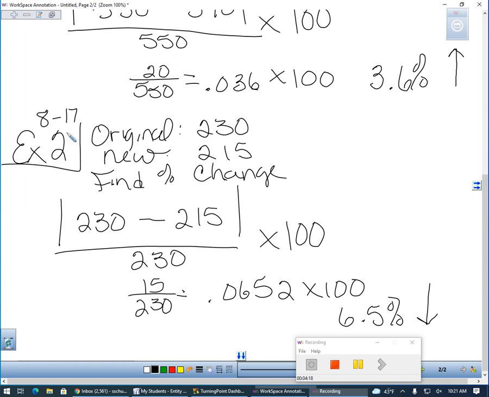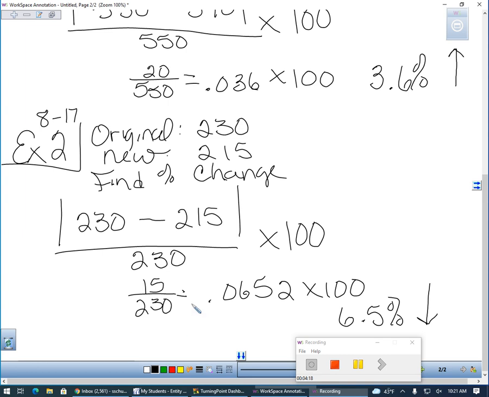Okay. To find the increase or decrease, you're just looking at the original to the new. So I started here. If I'm going to the new one, did it go up or down? That's it. Yep. Okay. All right, here we go.